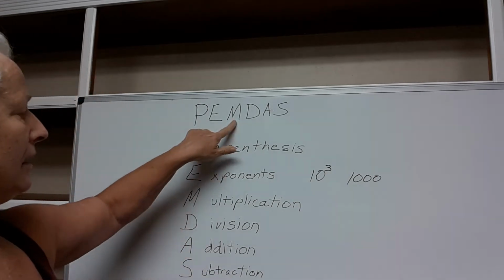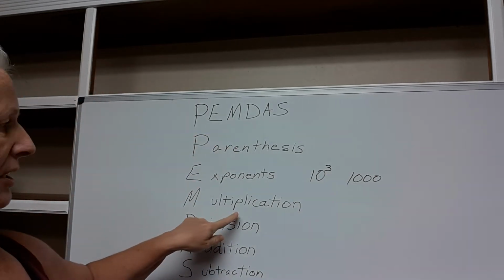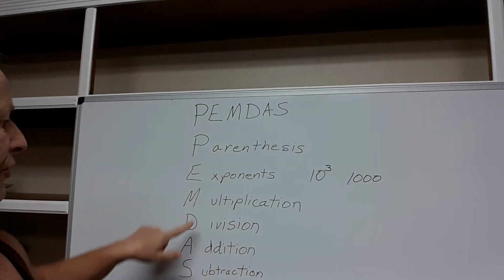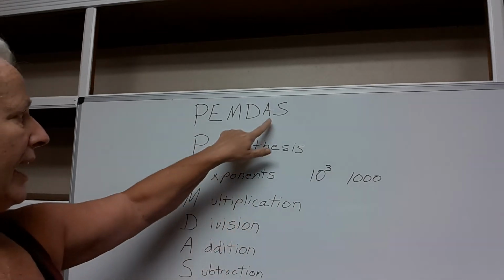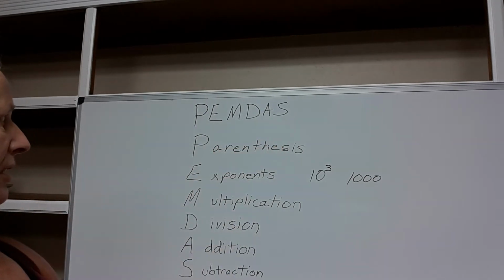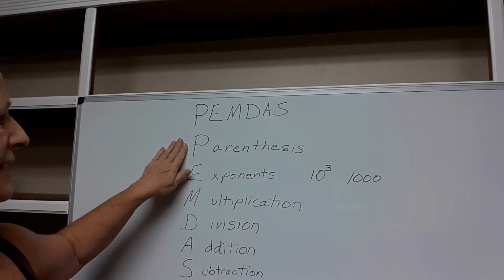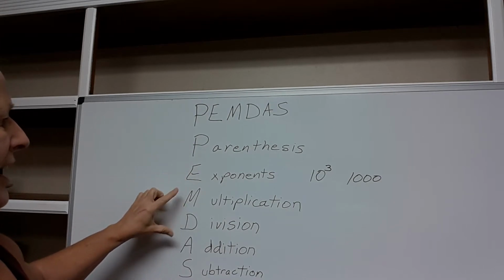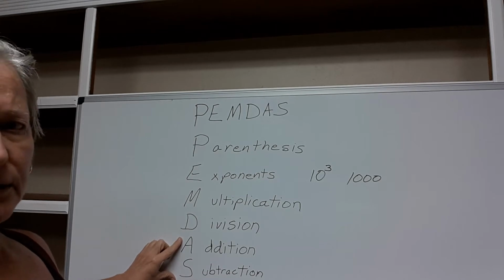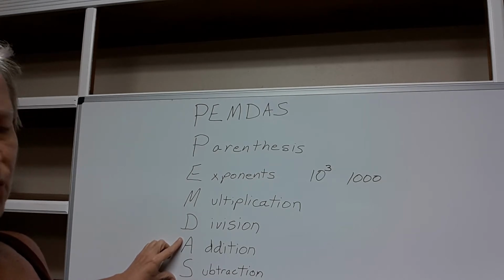Then M is for multiplication. You would do multiplication then. D is for division. A is for addition. And S is for subtraction. They made this parentheses and brackets, this exponents. They combined multiplication and division, and they combined addition and subtraction.